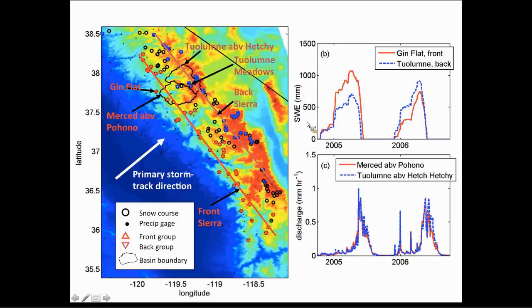So all of the circles are snow courses. All of the black dots are precipitation gauges. First thing to note is those black dots don't go very high up in the mountains, and as you go further south, you get a lot less of them. However, we have a lot of snow courses up in this area, and there are a lot of years where you get patterns that shift.